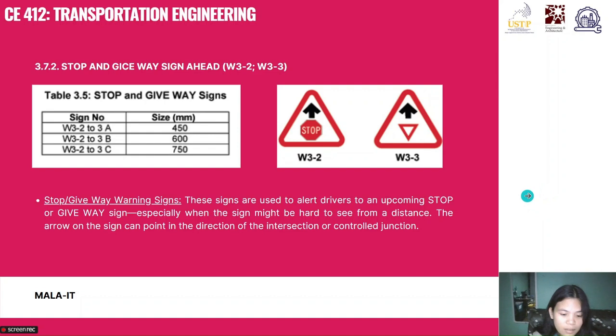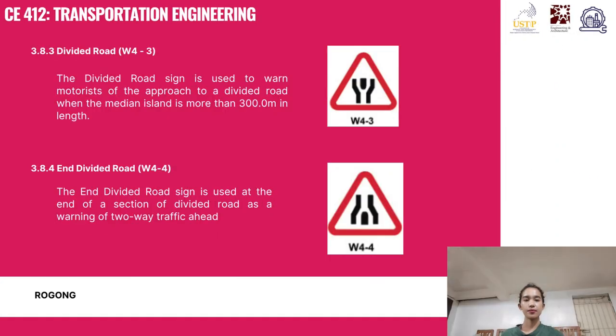And then the stop and give way sign ahead, used to alert drivers of an upcoming stop or give way sign that may be hard to see. So this may include arrows to indicate the direction of the intersection. So if it is a stop, the sign should indicate that. This one is the give way, stop and give way sign ahead.